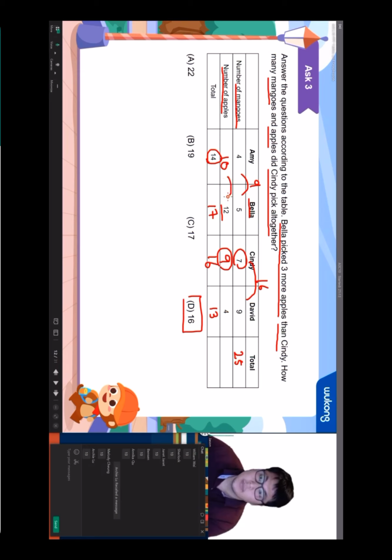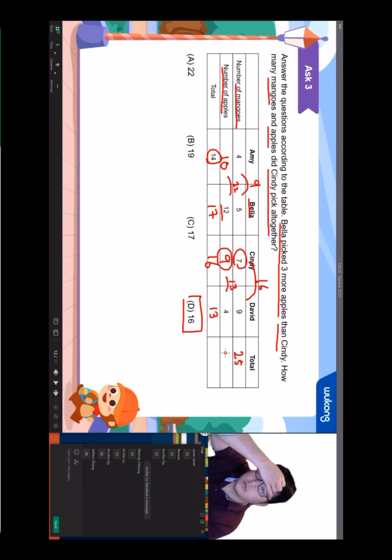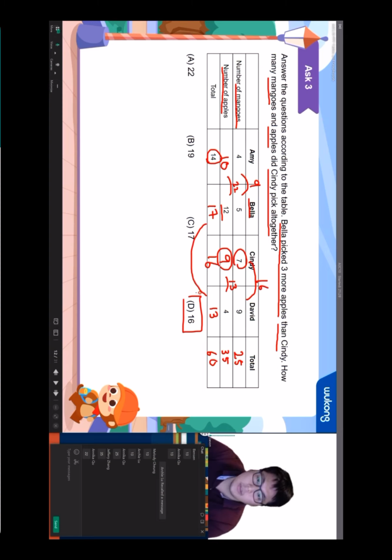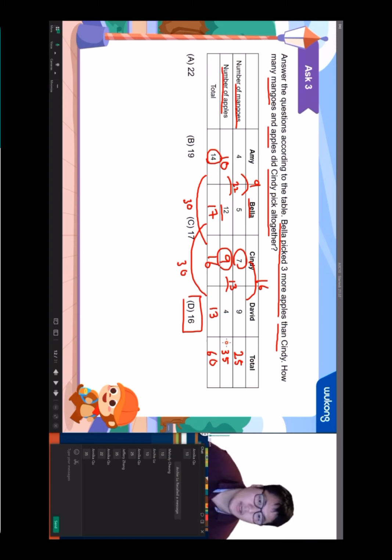So now 10 plus 12 is 22. 9 plus 4 is 13. So 22 plus 13 equals 35. So adding up together, we should get 60. Let's check our answer. 17 plus 13 is 30, and 14 plus 16 is 30. So yes, we have completed all the table like this. So now I have everything. So as you can see, guys, this question, all we had to do was read the question carefully and see what information we know and calculate accordingly.